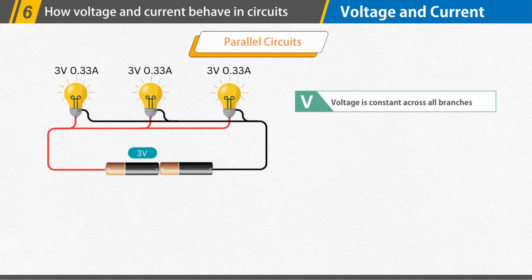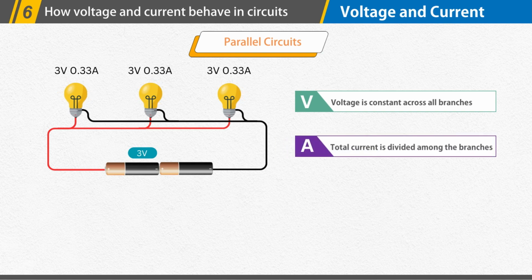The total current in a parallel circuit is divided among the branches. The current flowing through each branch depends on the resistance of that branch. Branches with lower resistance will allow more current to flow, while branches with higher resistance will allow less current to flow. The sum of the currents in each branch is equal to the total current entering the parallel circuit.